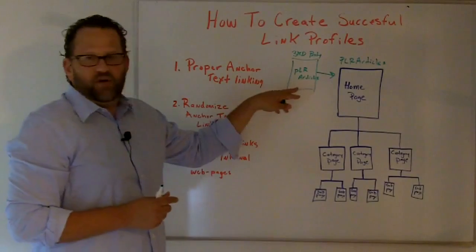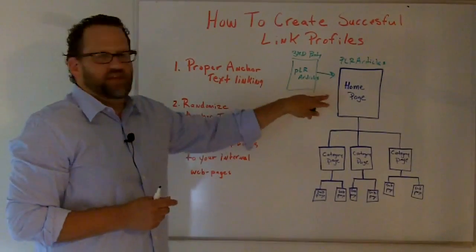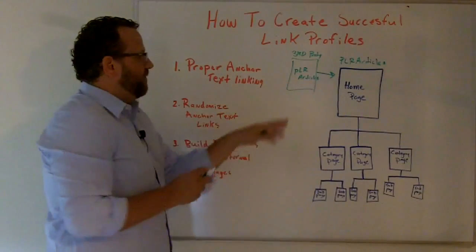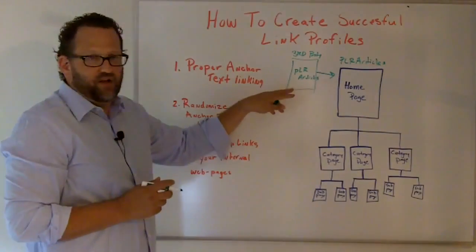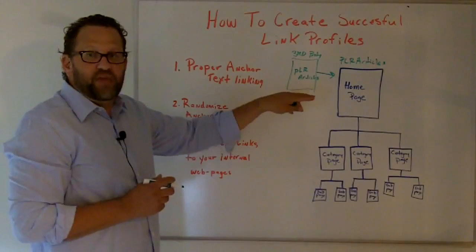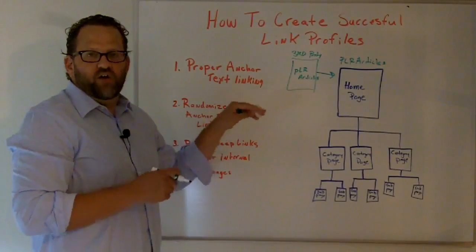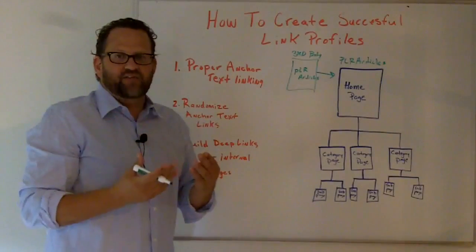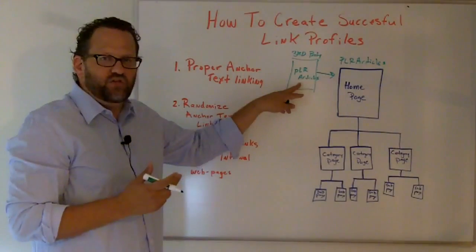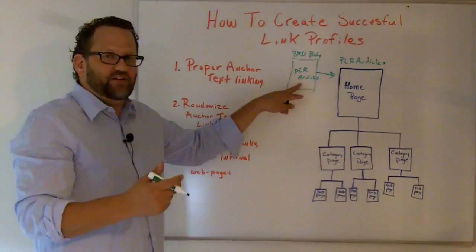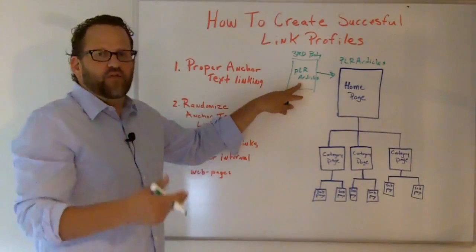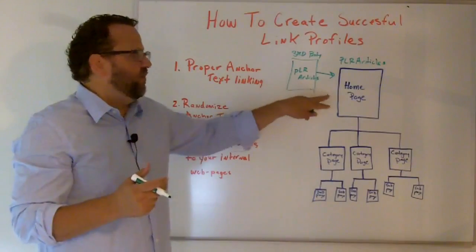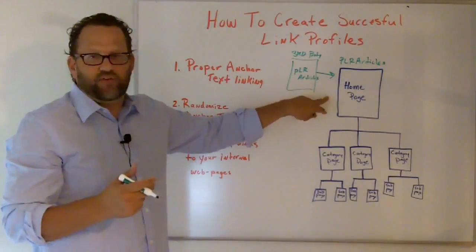So I would not want to build 1,000 backlinks to this page that just say PLR articles. I might want to have a link that says affordable PLR articles, customized PLR articles, original PLR articles. So you kind of get the point. You're going to want to randomize that text so you're not constantly using the same text in your anchor text links over and over again. That's a sure sign to Google that you're trying to manipulate the search engines in order to get this page to rank for this term.